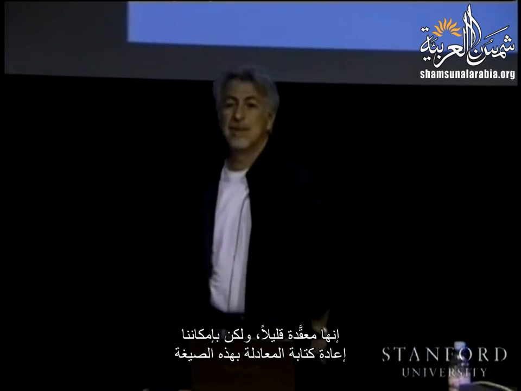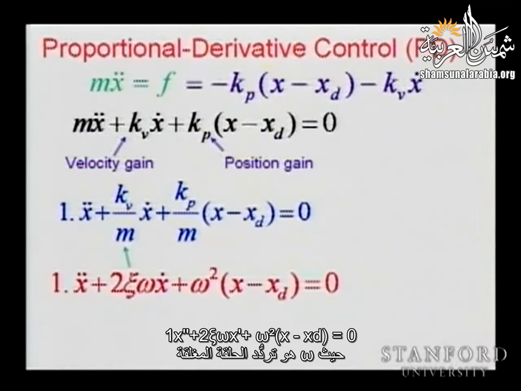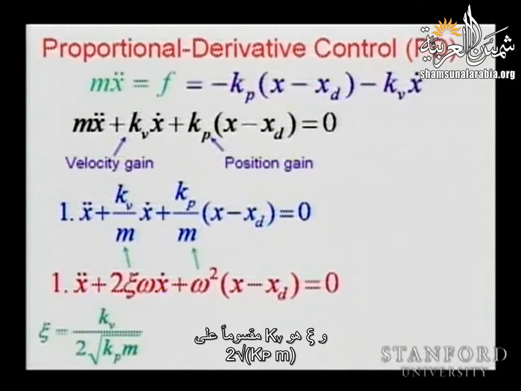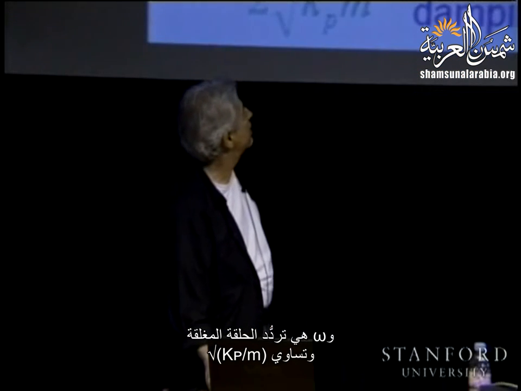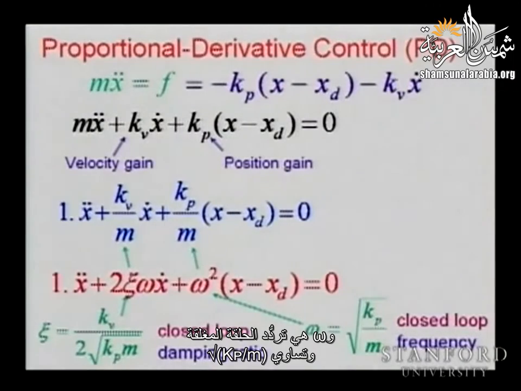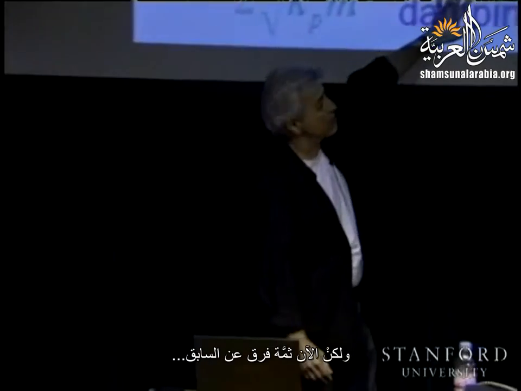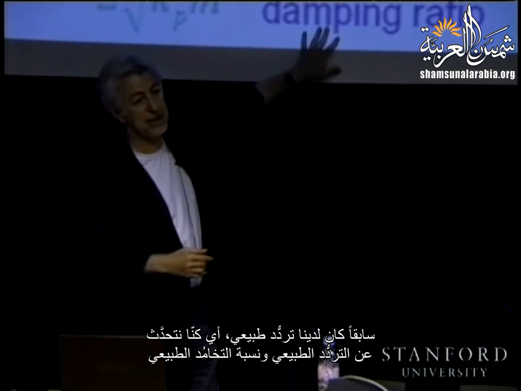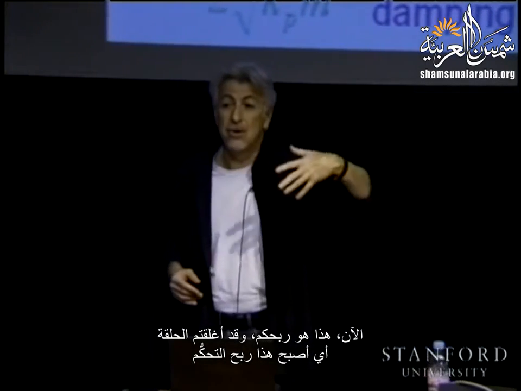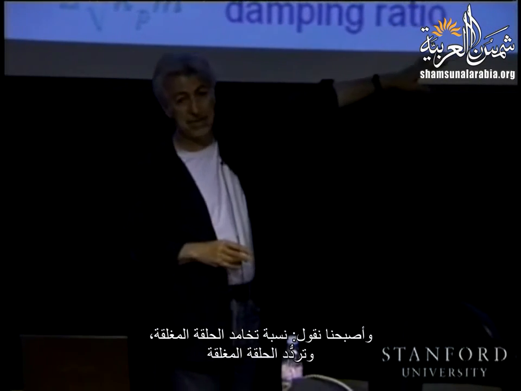A little bit more complicated, but we can rewrite the same equation in this form: 2 zeta omega and omega square, where omega is your closed loop frequency, and where zeta is this coefficient, kv divided by 2 square root of km, and omega is simply the closed loop frequency, square root of kp divided by m. So you remember this. But now, the difference with before is that we had natural frequency and natural damping ratio. Now this is your gain, and you are closing the loop, so this is your control gain. It's the closed loop damping ratio and the closed loop frequency, okay?